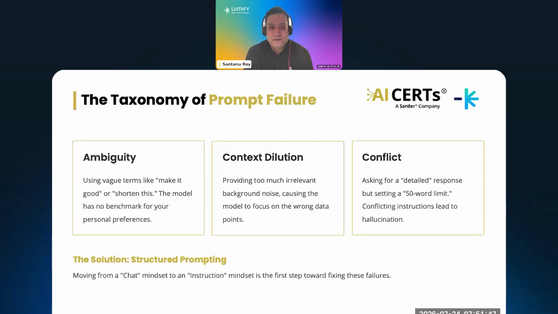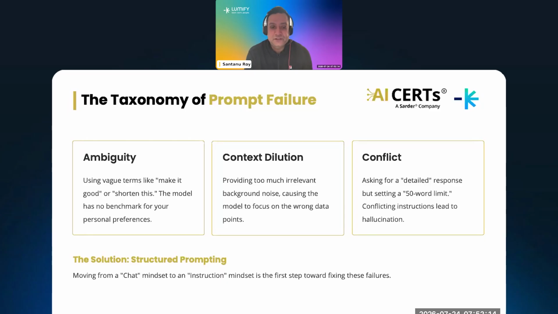Prompts will fail when they're vague, overloaded, or even contradictory. Ambiguity: AI doesn't know what you mean. Think about this. If you say things like "make it good," or "shorten this," or "improve this document," AI has no idea what good means to you. So the results will eventually become random.